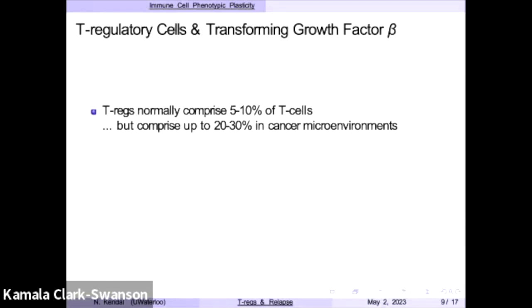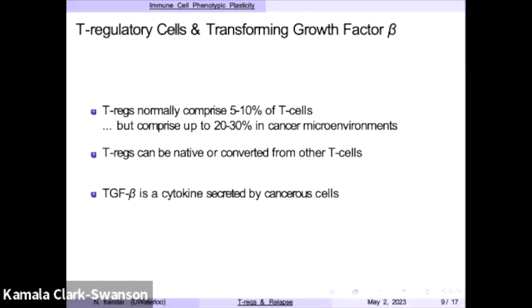And so the question is, why? The first thing we look at is this plasticity. It turns out that T regulatory cells don't actually have to develop originally from other T regulatory cells. They can also be converted from other T cells. The next question, of course, is, well, what is the pathway that could lead to this conversion? And the answer is that there is this cytokine called transforming growth factor beta, or TGF beta, and it's secreted by cancerous cells.